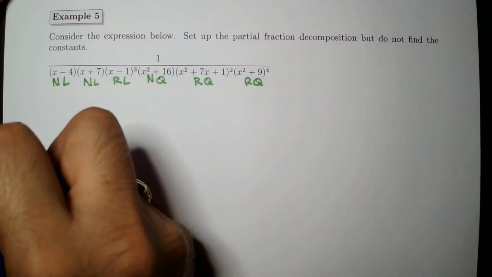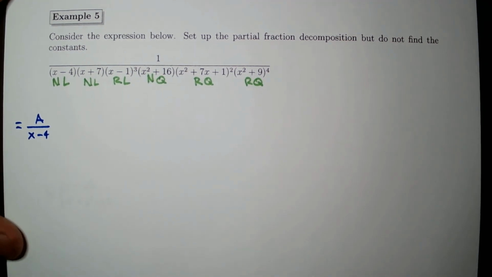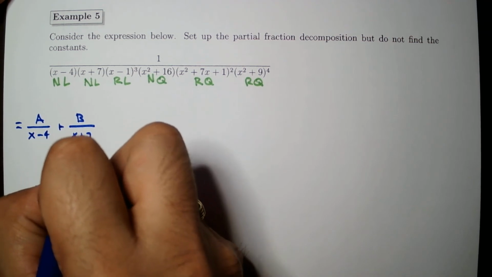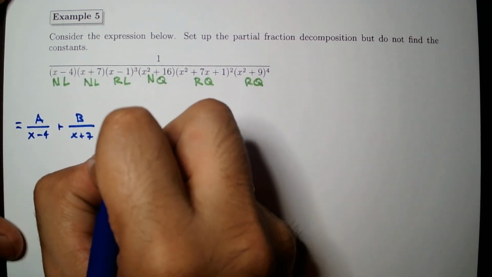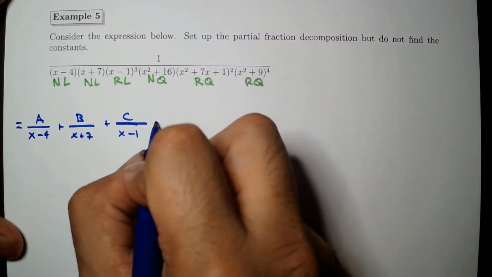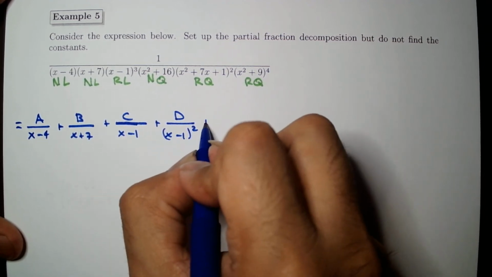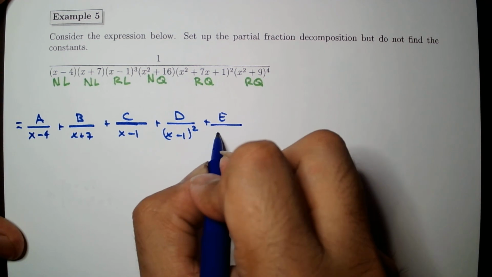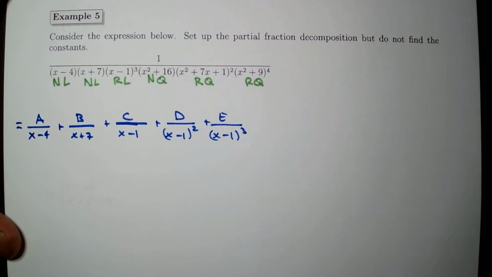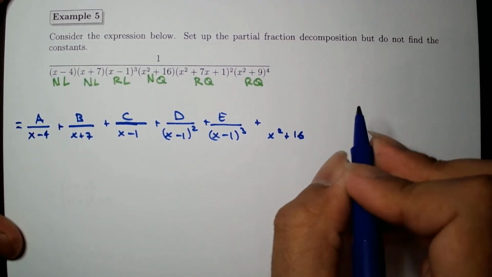So the first factor, x minus 4, the constant to be determined would be a, plus b divided by x plus 7, plus c divided by, in this case I'm going to go through all powers of x minus 1. X minus 1 to the first, x minus 1 to the second, x minus 1 to the third. Alright, and we stop there. What about the x squared plus 16? So x squared plus 16.